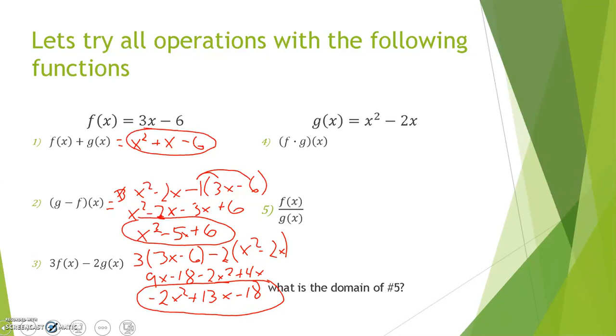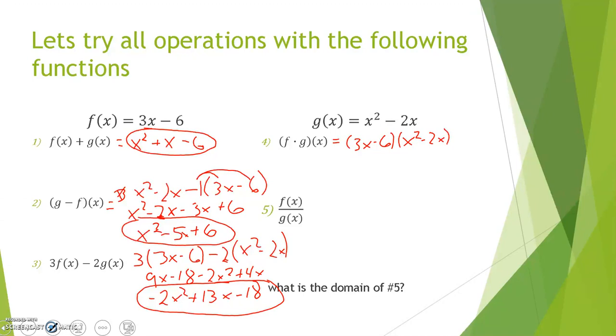So let's take a look at number 4 first. We're going to multiply these two things together. So I'm going to take the f of x function, which is 3x minus 6, and I want to multiply that times the g of x function, which is x squared minus 2x. Now, hopefully you remember a little bit from Algebra 1 that when we multiply two binomials, that's two terms in the first thing that we're multiplying and two terms in the second thing, we're going to have to FOIL.